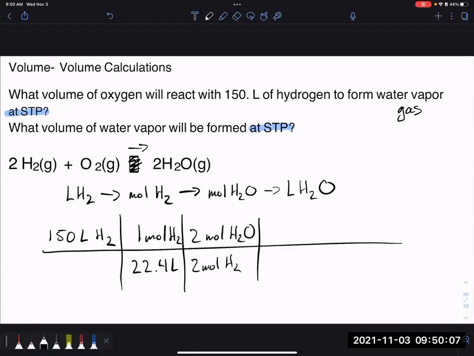How do we convert from moles of H2O to liters of H2O? It's just the reverse of what we did for hydrogen. Should probably put units in here. And that will get us to liters.